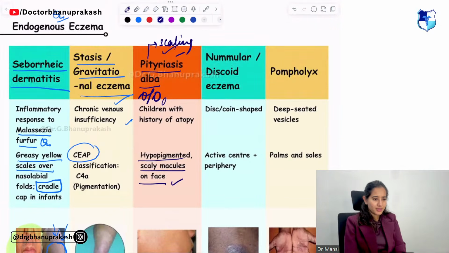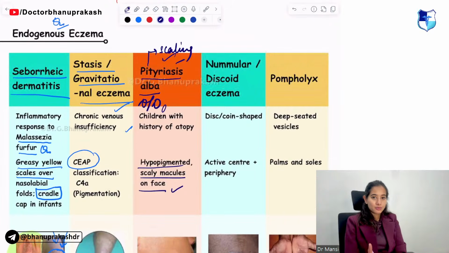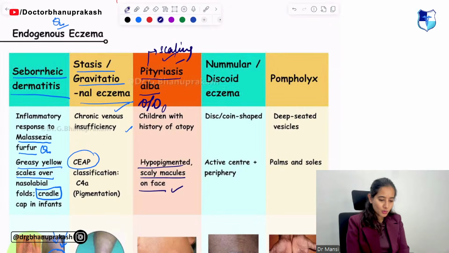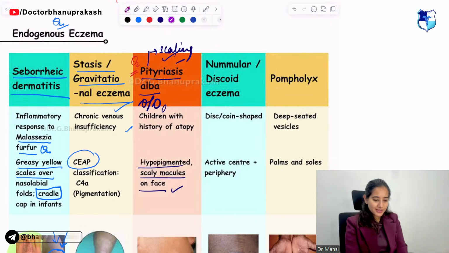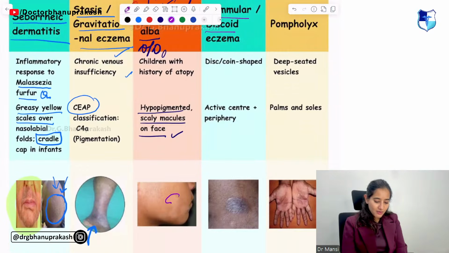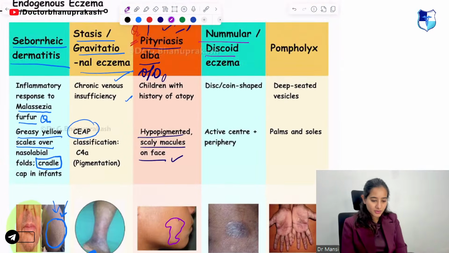Not vitiligo, that's not the answer. Pityriasis alba, I taught you as a differential diagnosis. In some leprosy, we just started our session with that. Go back and try to find it before our next session. Then we have nummular or discoid eczema. See, you have a hypopigmented macule present on the face in the children.